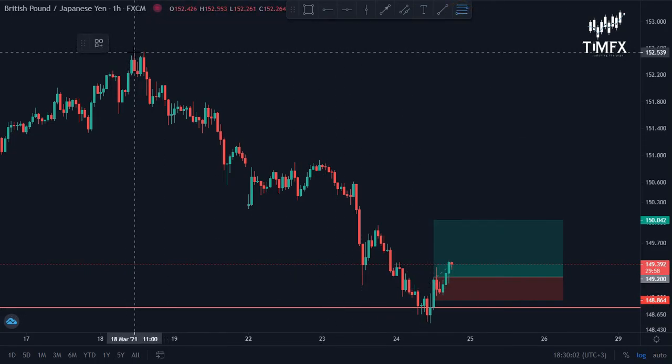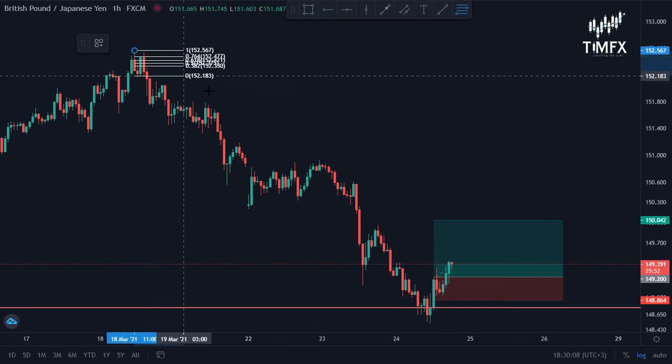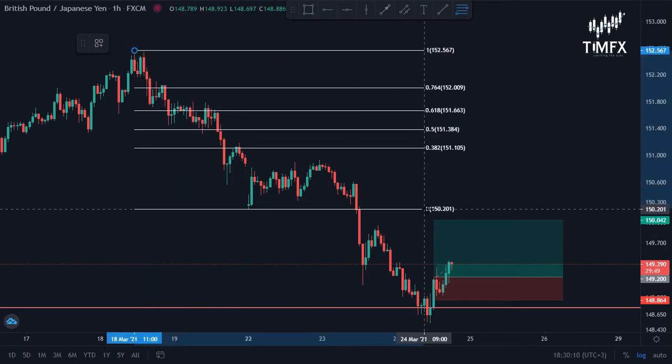There was a double top here. Are you seeing a double top? This one and this one. So after a double top we have a downtrend. So let's first draw this.